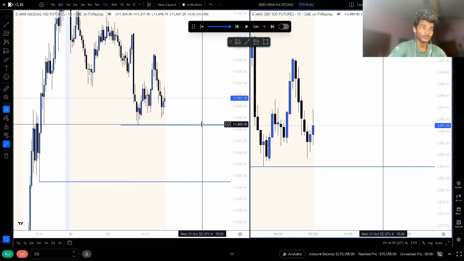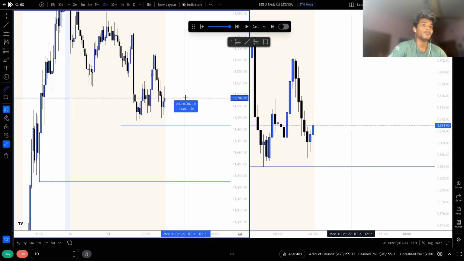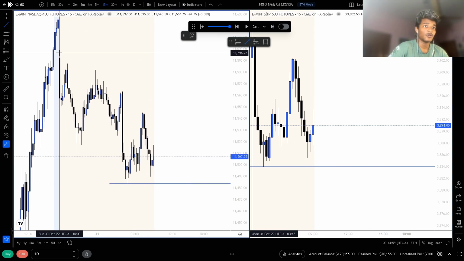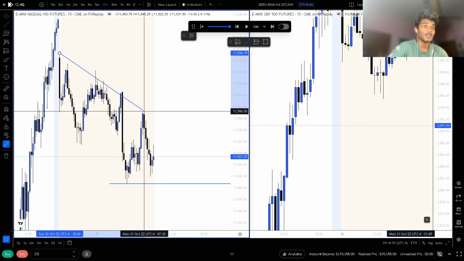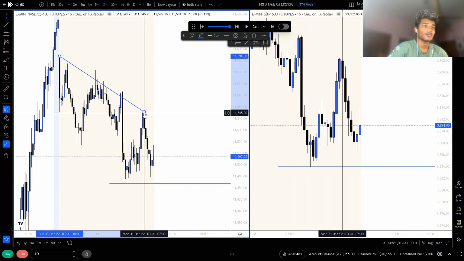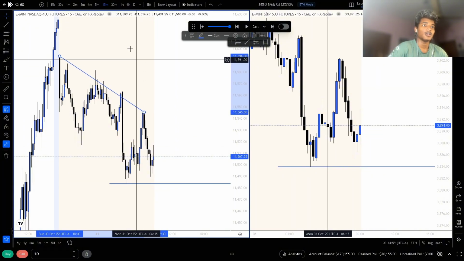15-minute is also bearish. I want a manipulation on the downside, and then I want longs. I love these low resistance draws above us. Yeah, I love this low resistance.